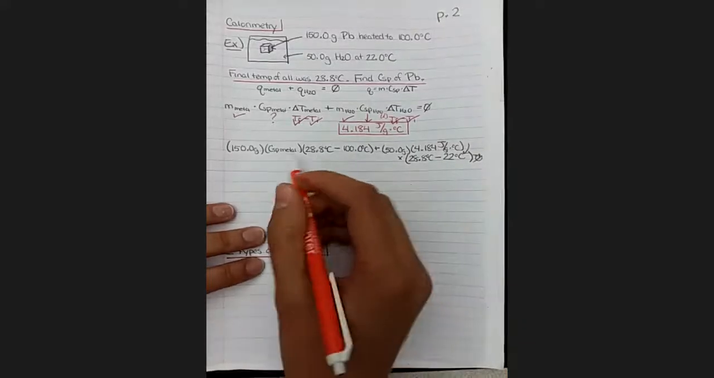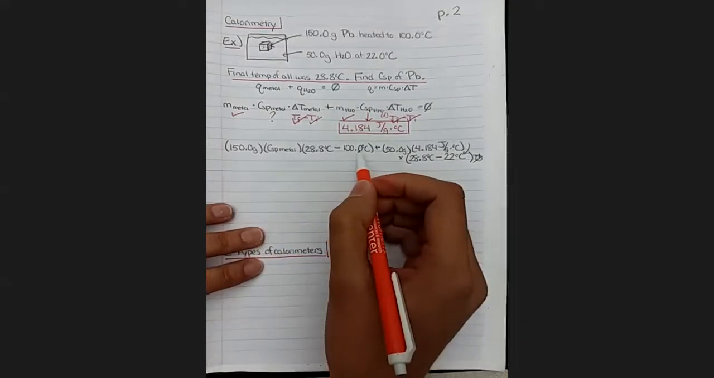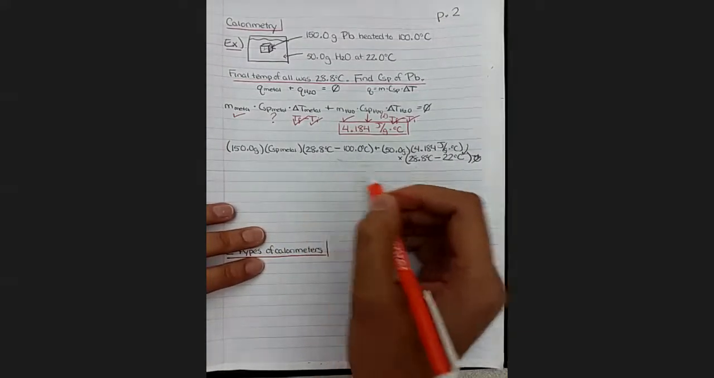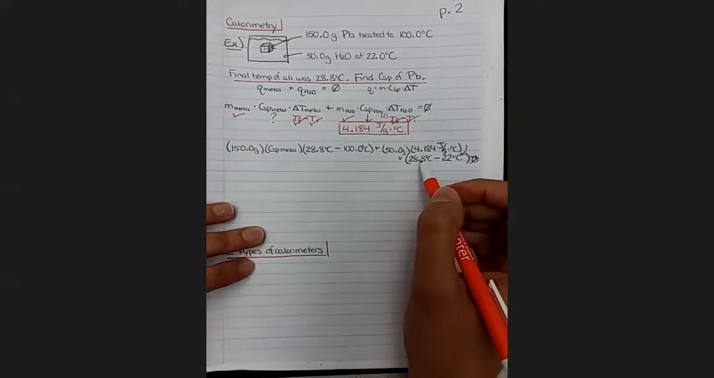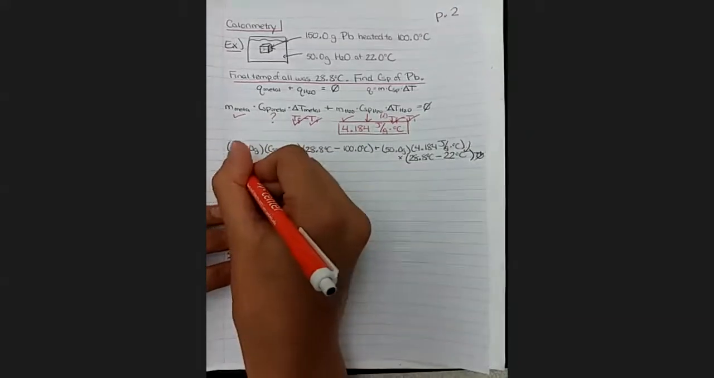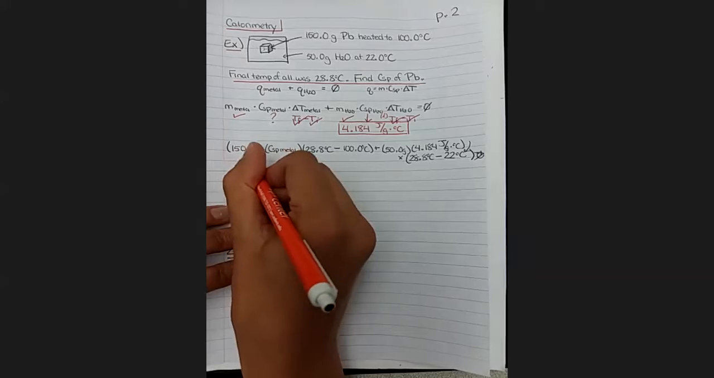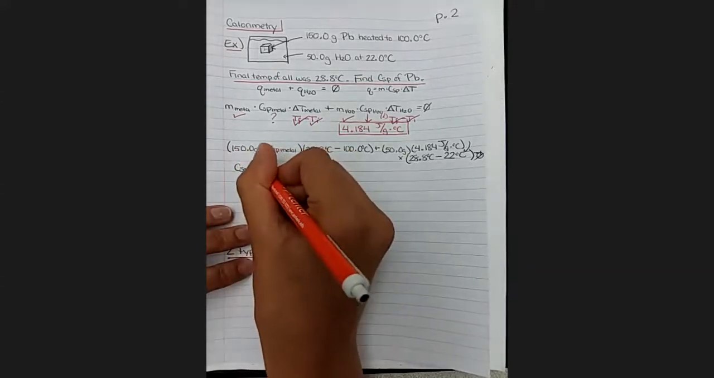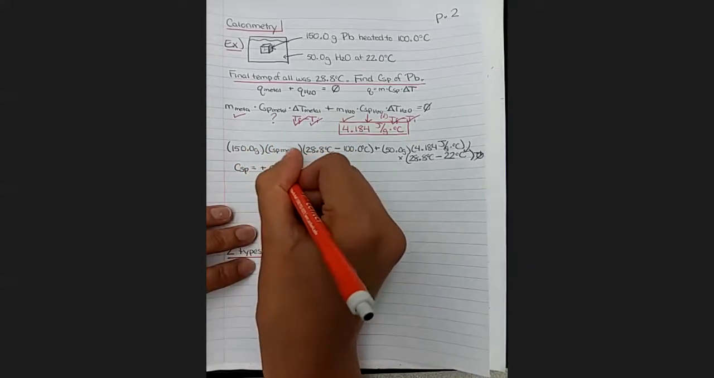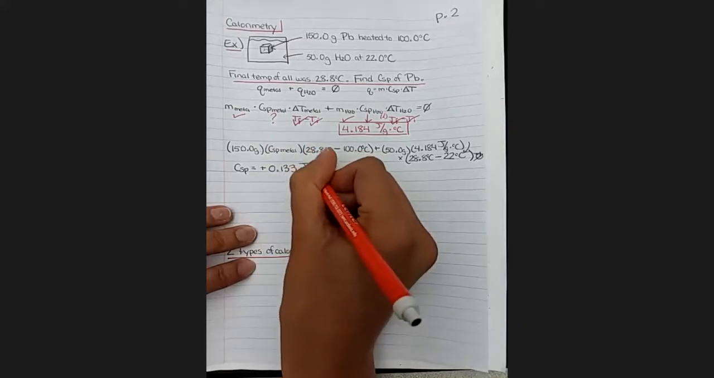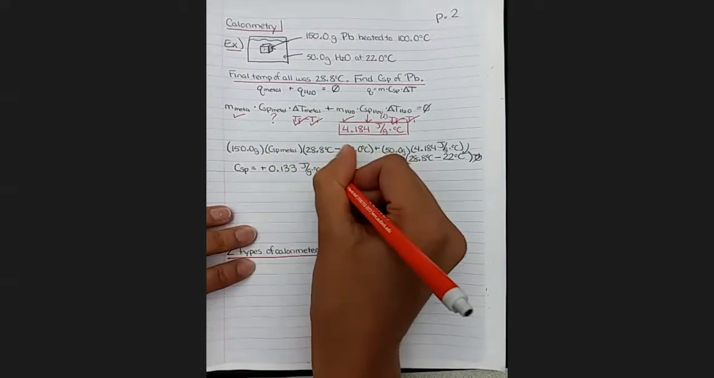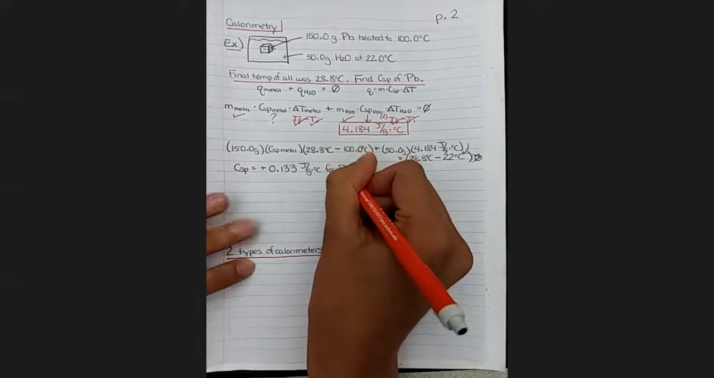And if we double check, the metal should be going from a hot temperature to a cold temperature. The water should be going from a cold temperature to a hot temperature. So make sure that that works. All right, math happens here. A little rearranging, a little calculator. We should end up with a positive 0.133 joules per gram per degree Celsius for lead.